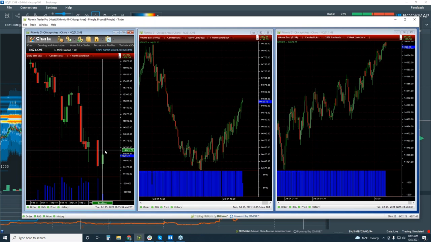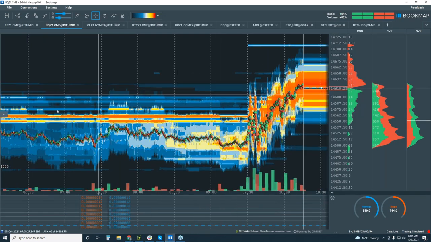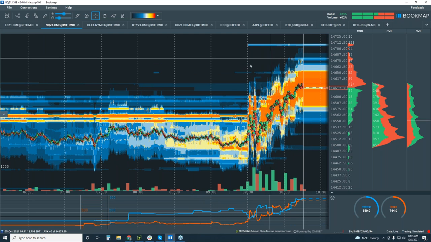This is higher time frame analysis. Don't worry about the candlestick charts here. What I mean by higher time frame analysis is in the order flow, okay? Because we had yesterday's activity and we're understanding that in context to today's activity and order flow.